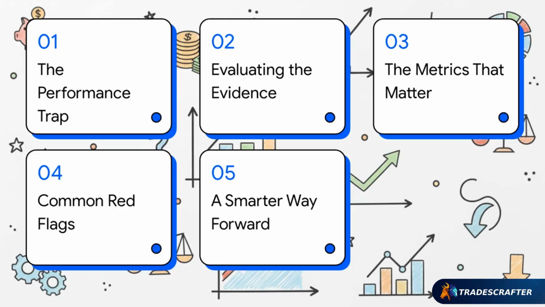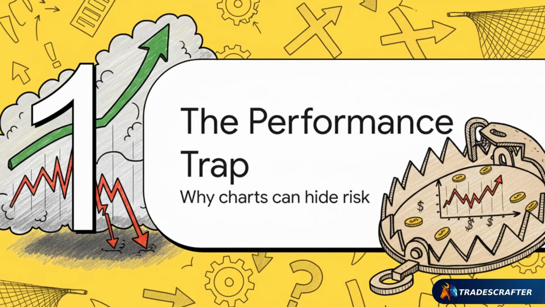All right, here's our game plan. We're going to start with the performance trap, why those perfect charts can be so deceptive. Then we'll talk about evaluating the evidence behind any claims, dig into the metrics that actually matter, learn how to spot some common red flags, and finally wrap it all up with a smarter path forward. So let's kick things off with the performance trap.